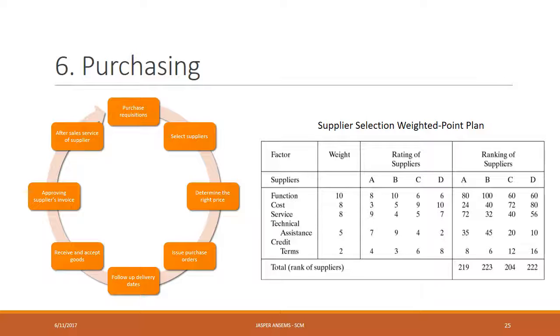And how do we select a supplier? You can use a weight point plan, as you can see on the right. So you have different factors and different suppliers, and you give them all a score, and then in the total row on the bottom, you can see which has the highest score, so which supplier you need to select.